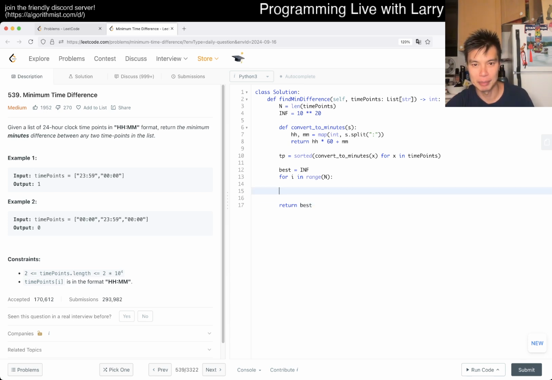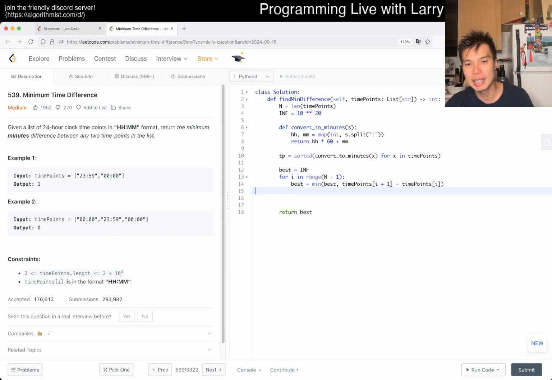Also, this is now just going to be best, right? So best is equal to min of best and time points of i plus 1 minus time points of i. Something like that. And of course here we only go up to n minus 1.